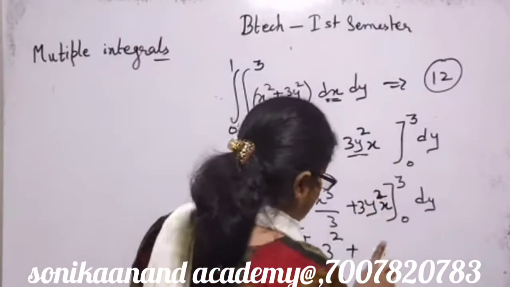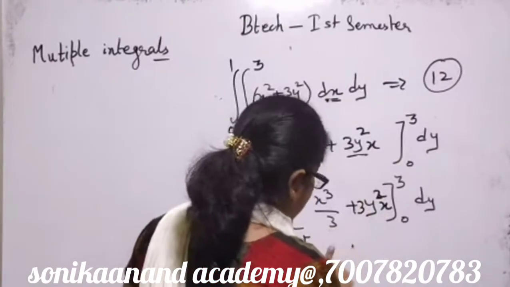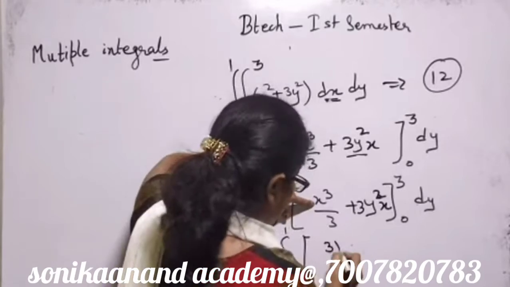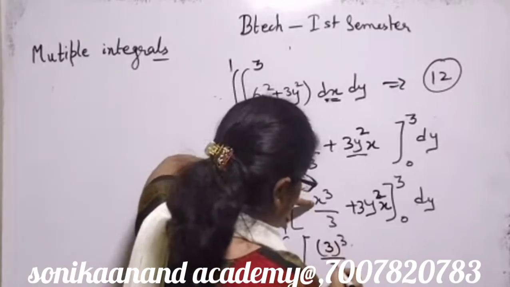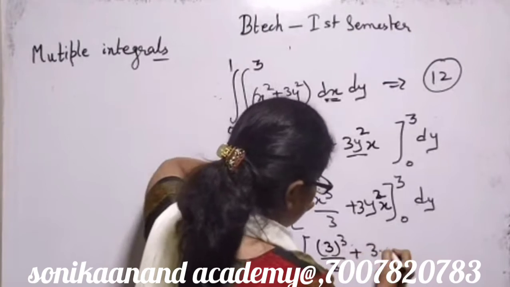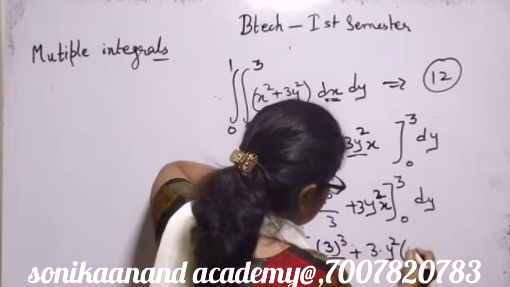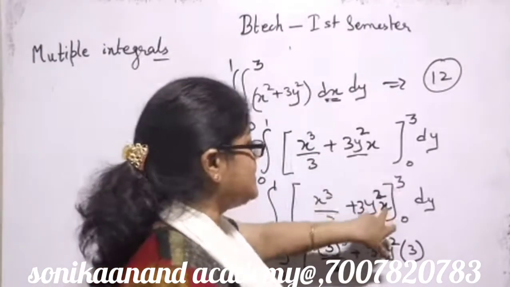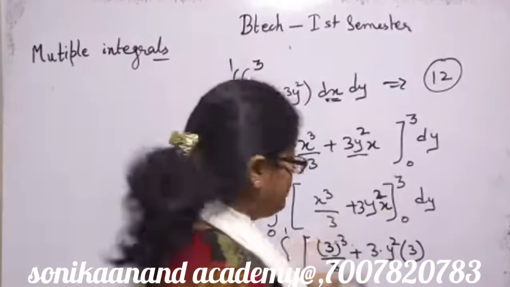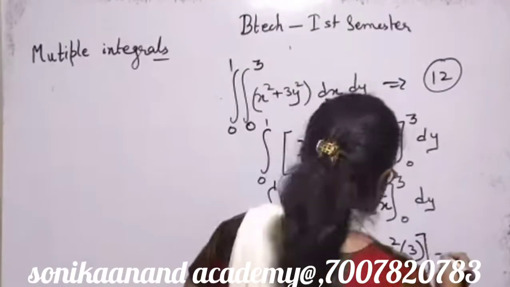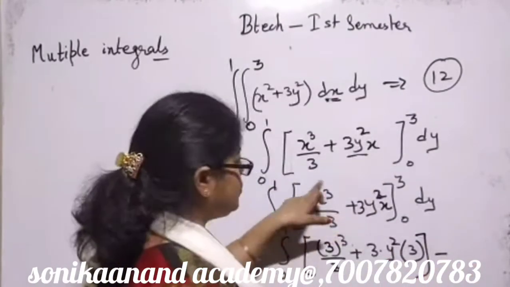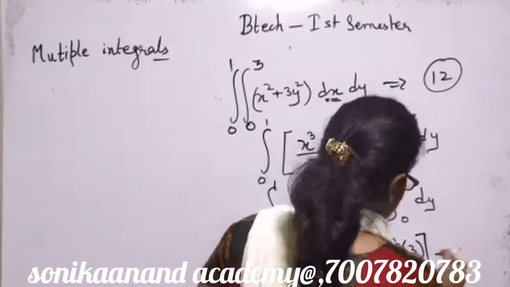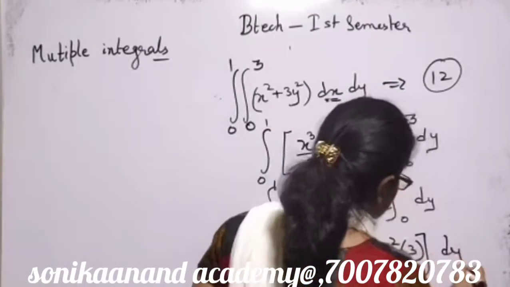So what we are left with, we have to do again. In place of x, we substitute 3 cube over 3 plus 3 into y square into 3, because we have to substitute the value of limits in place of x, not in place of y. Now when we write 0 in place of x, this whole term becomes 0, this whole term also becomes 0, so we ignore it and we are left with only the 3.